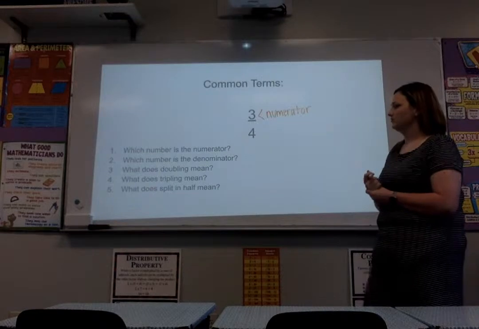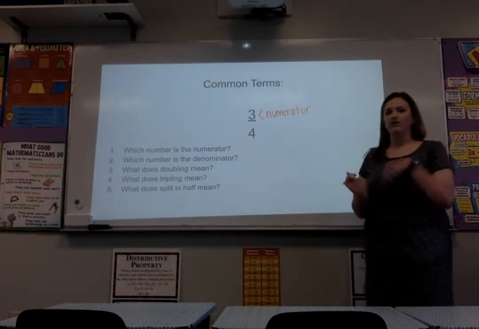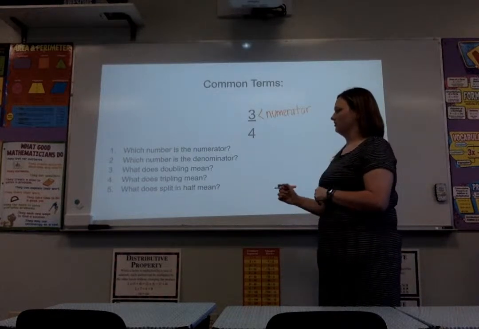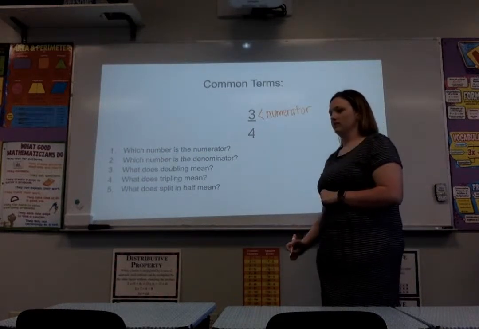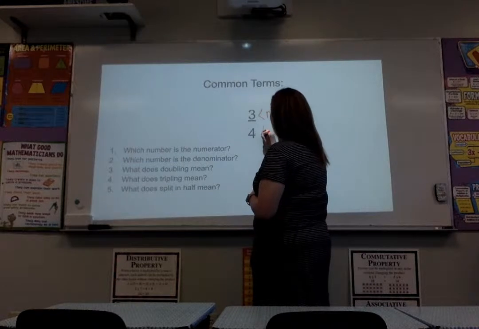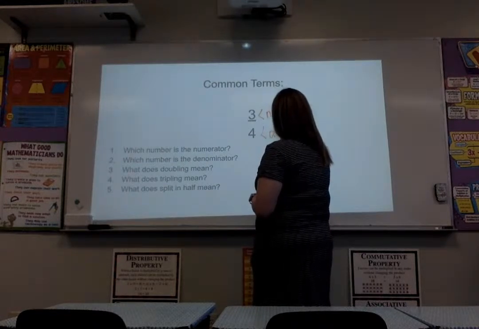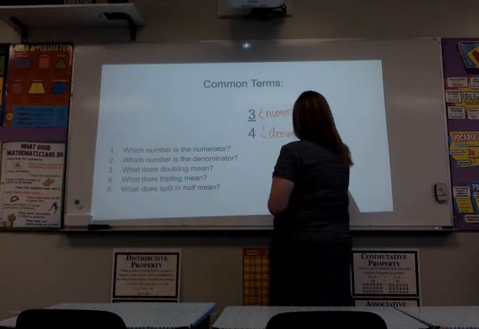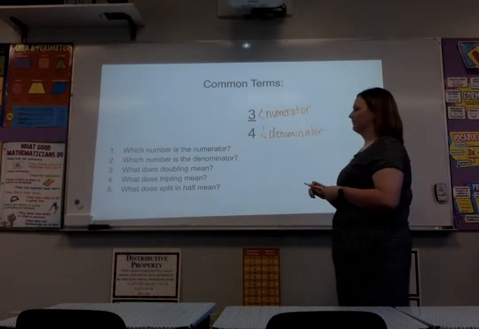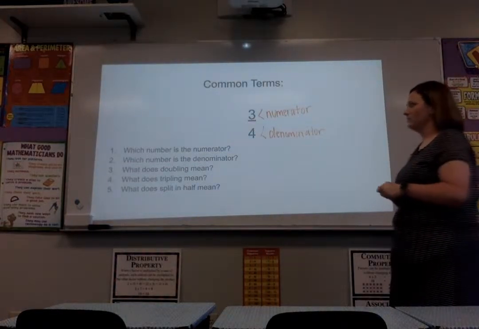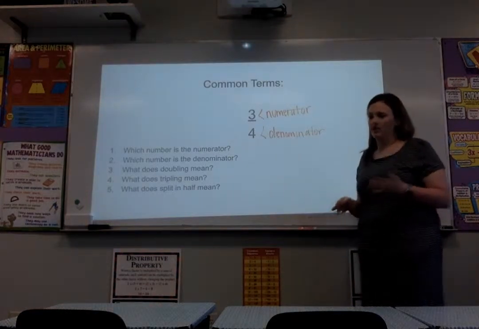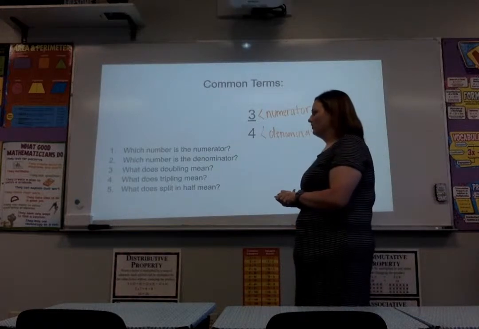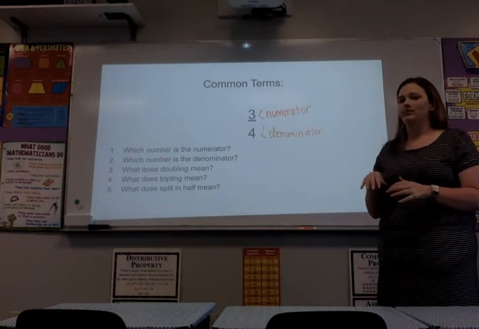Number 2 says, which number would be the denominator? Now, if we know the numerator is the top number, that means the denominator would be the bottom number. So, which is the bottom number? 4. Okay. So, now that we can identify our numerator and denominator, I want us to discuss these terms.